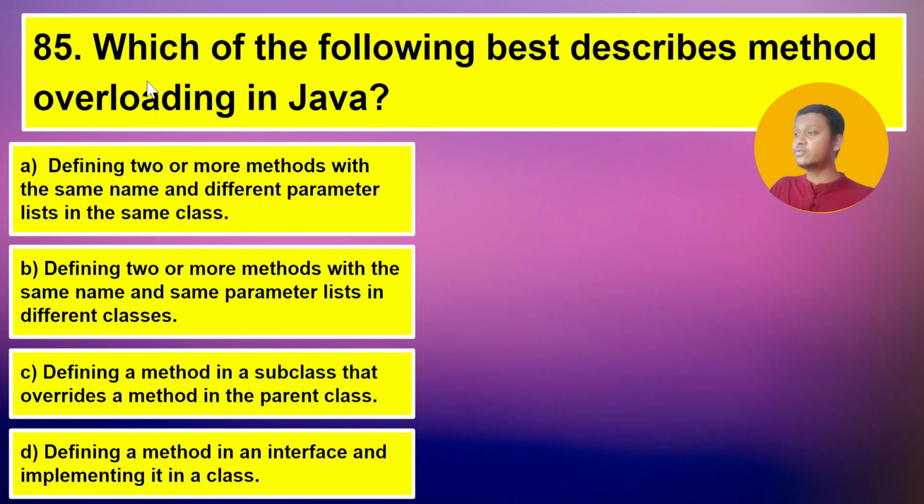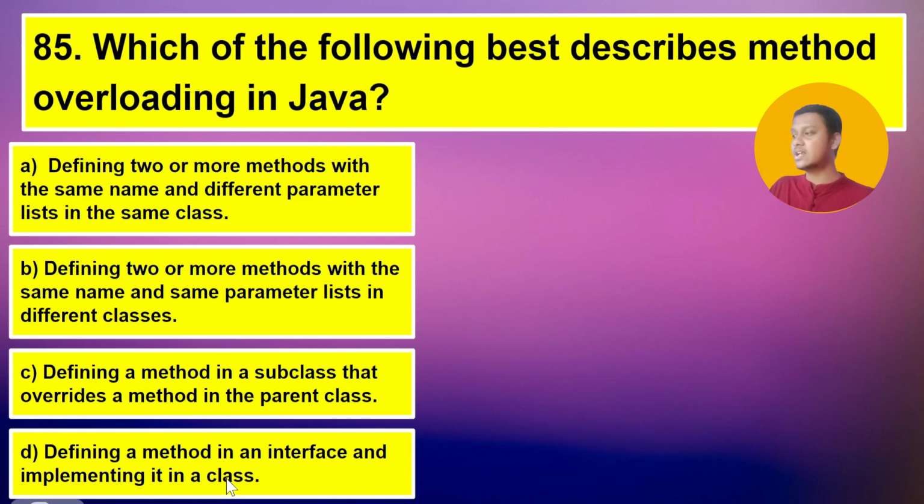Our next question is, which of the following best describes method overloading in Java? Defining two or more methods with the same name and different parameters listed in the same class. Defining two or more methods with the same name and same parameter listed in different class. Defining a method in a subclass that overrides a method in the parent class. Defining a method in an interface and implementing it in a class.